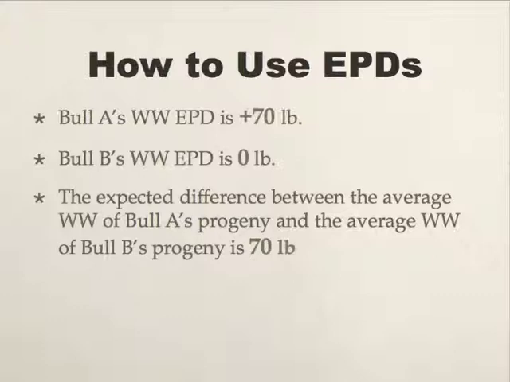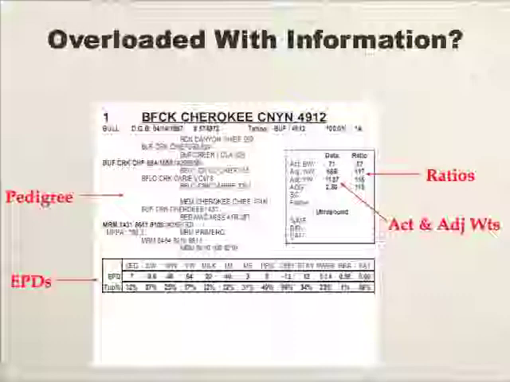We cannot say that, well, bull A's progeny, he's a 70, those calves weighed 600. Next year, if I use this 80 weaning weight bull, his calves are going to weigh more than that. Because, again, we come back to the environmental component. The environment changes from one year to the next, even on the same operation.